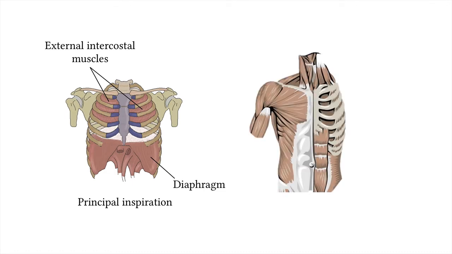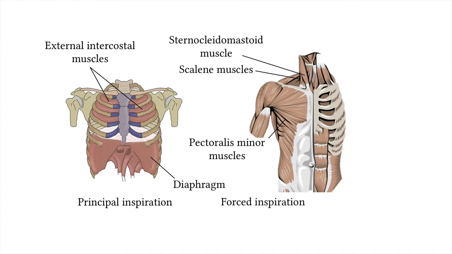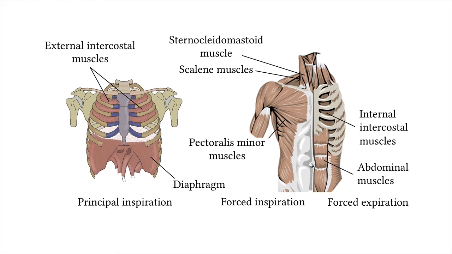Now, if you want to take a deep breath, say for example to shout or exercise, you use the muscles of forced inspiration, which are the sternocleidomastoid muscles, the scalene muscles, and the pectoralis minor muscles, which are deep to the pectoralis major muscles. To consciously exhale, you use the abdominal muscles and internal intercostal muscles. These muscles form the muscle group of forced expiration.